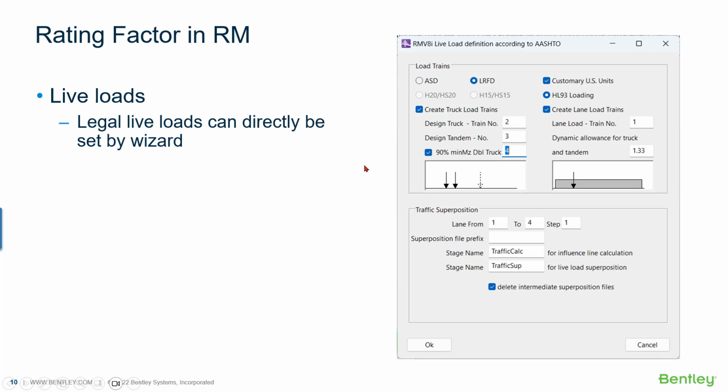Now, how can we have this in OpenBridge? What is specific? First we have to define the different parts of the equation, and one important thing is the live load. For the live loads, we have many possibilities in RM. The first of them is a wizard, where you have the menu right in front of your eyes, that can create legal live loads directly inside the RM database.